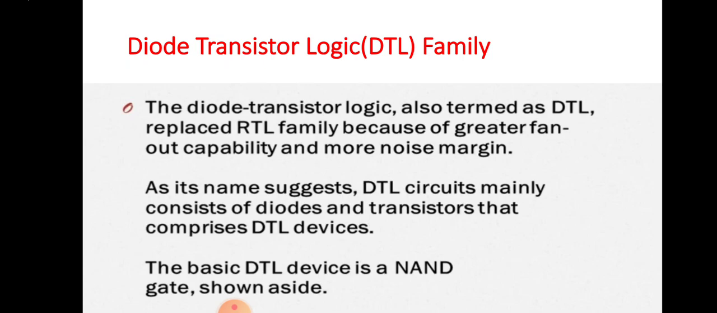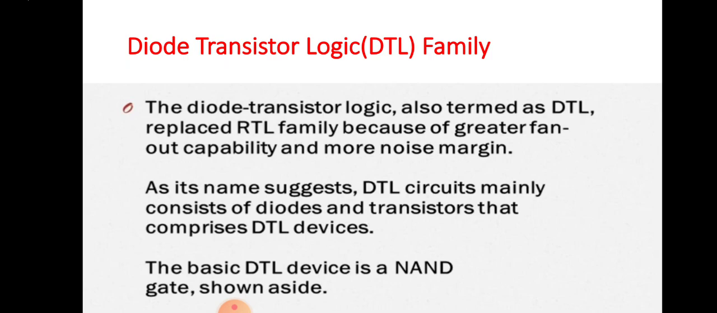As from the name we can see, the circuit consists of diodes and transistors. The diode transistor logic, also termed as DTL, replaced the RTL family because of greater fan out capacity and more noise margin. So due to the undesired characteristics of the RTL, the next level, that is diode transistor logic family, was invented and it is mostly used as compared to the RTL. As its name suggests, the DTL circuit mainly consists of diodes and transistors that comprise DTL devices. The basic DTL device is a NAND gate shown aside.